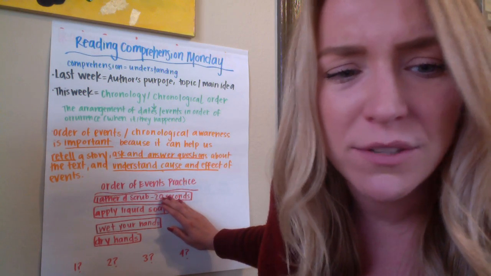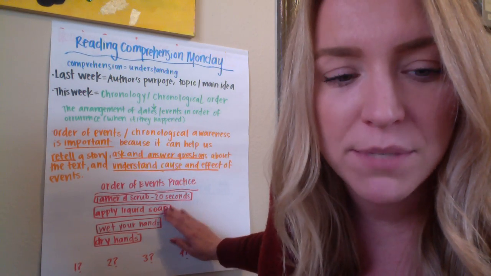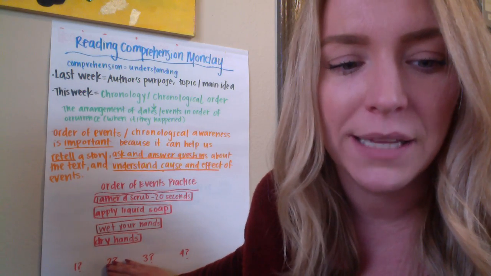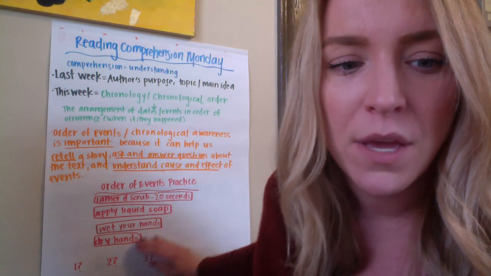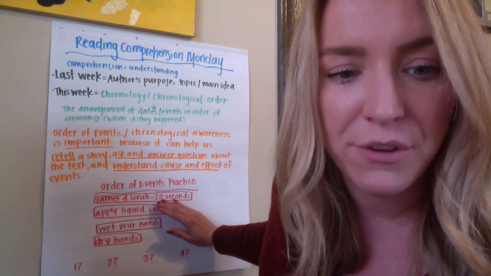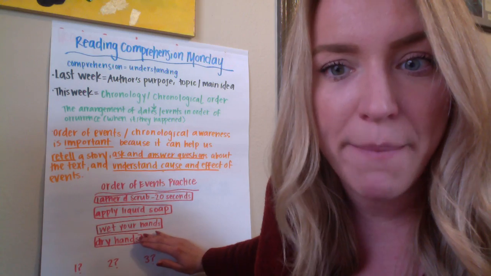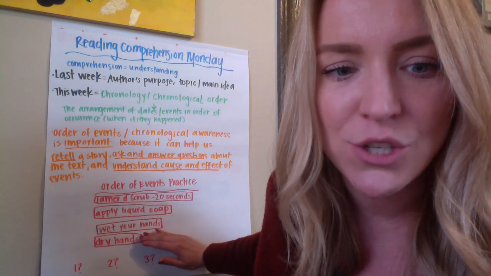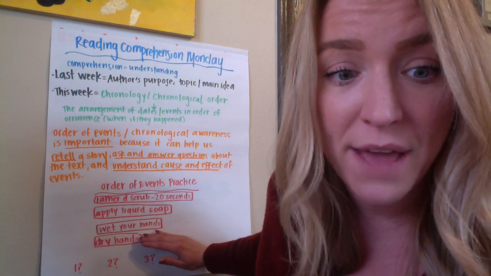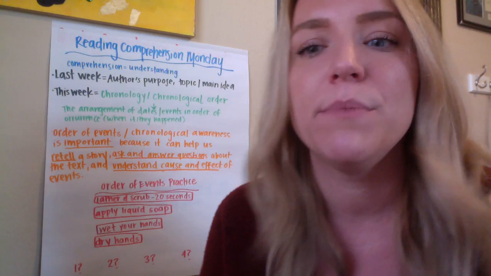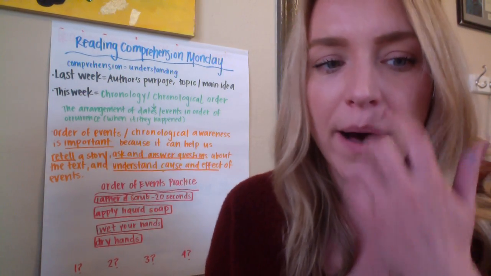Well, I know that in order to start scrubbing my hands, I got to put soap on them. So after I wet my hands, I know I'm going to apply some soap. So I know that applying liquid soap is my second step. Now I'm down to my third step, and my options are to lather and scrub for 20 seconds or to dry my hands. And I know that in order to clean my hands, I've got to scrub them for 20 seconds before I dry them. So third is going to be lather and scrub, and then fourth is going to be dry your hands.